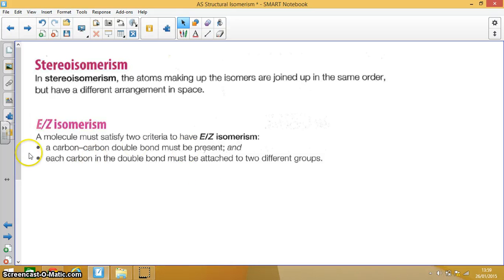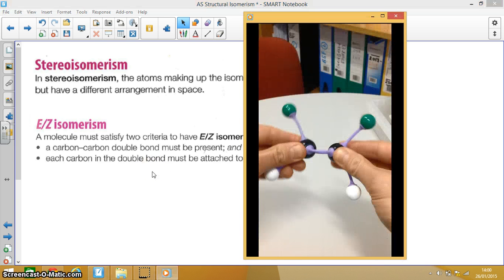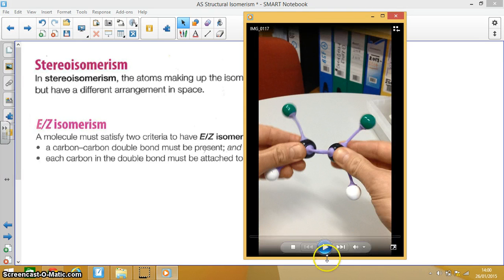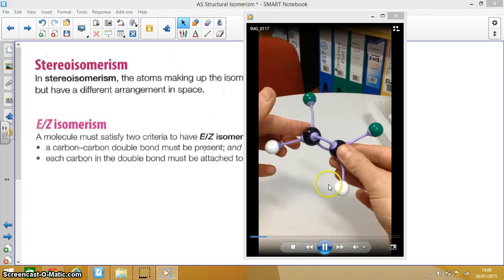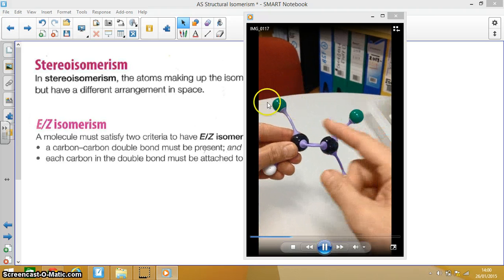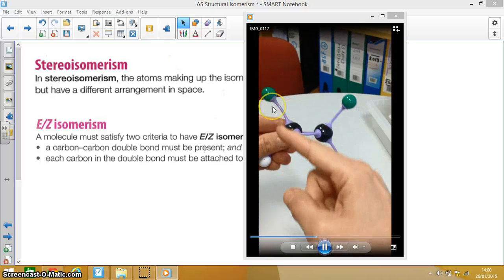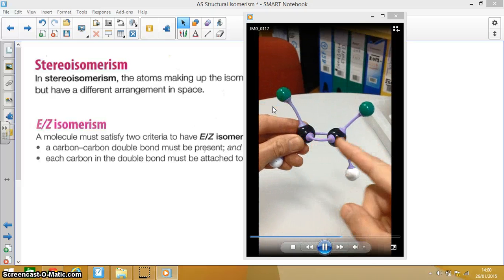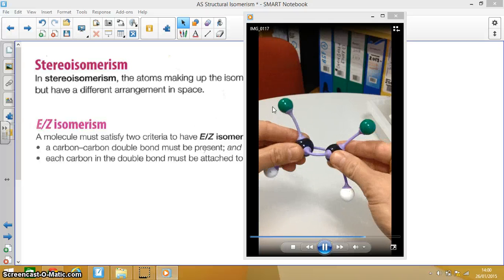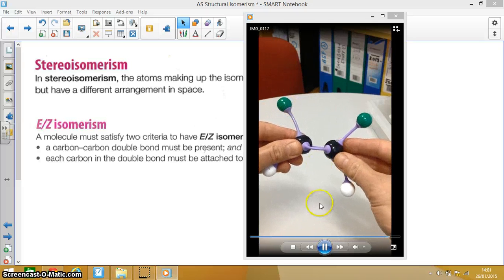It must have obviously a carbon-carbon double bond in it, and each carbon in the double bond must be attached to two different groups. And the best way to do this is to look at an example. Here is an example of 1,2-dichloroethene. And if you look at the molecule, you can see there are two chlorines. But look at their position. Both chlorines are at the top of the molecule.